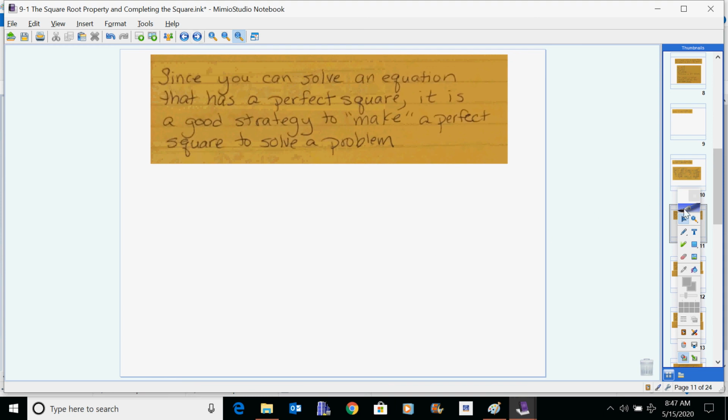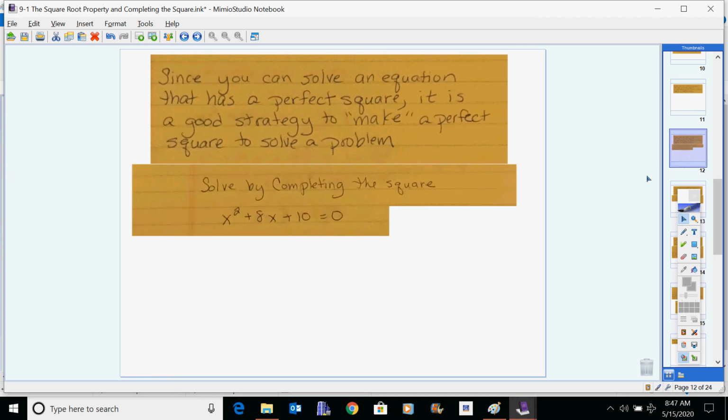Okay, so what that brings us to, I know that you remember from Algebra 2, you should have had completing the square. So we want to go back and just kind of hit this again, that in order to solve a problem, a lot of times what you can do is you can complete the square, and that's a really good strategy. So let's go over completing the square and the processes to do that.